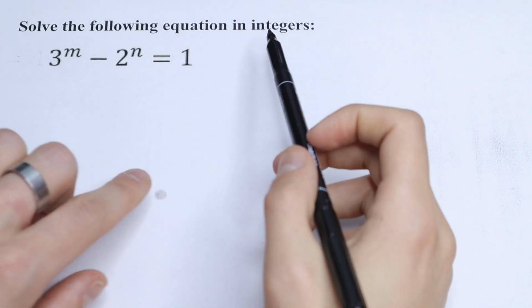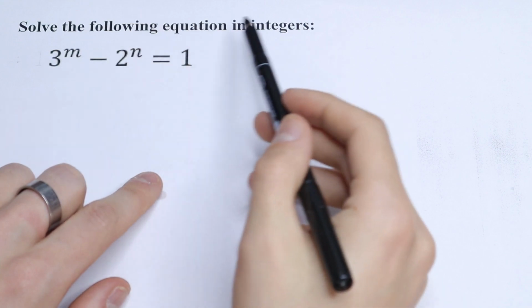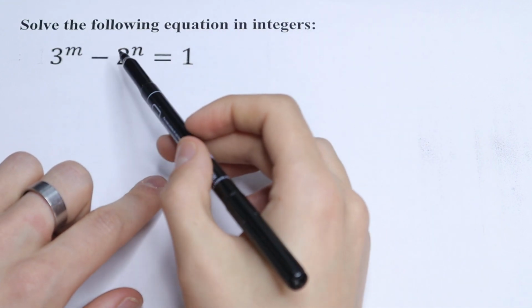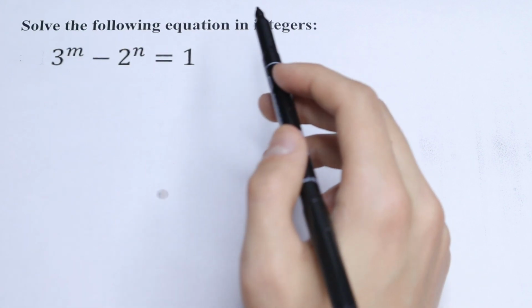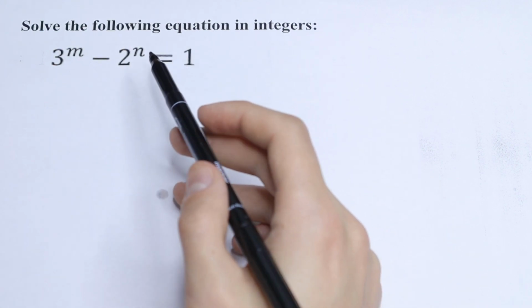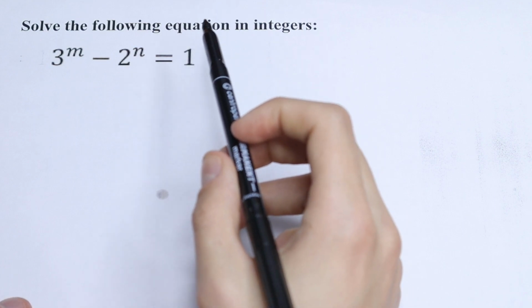Today we have an interesting algebra problem. We need to solve the following equation in integers. We have 3 to the power m minus 2 to the power n equal to 1. How can we solve this? For this question we can solve it by finding all solutions and proving there are no others.